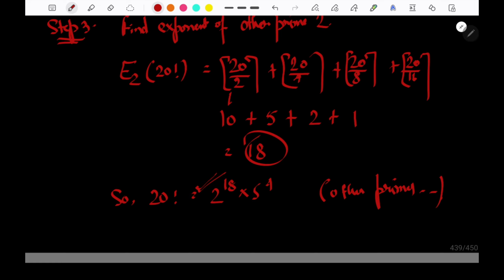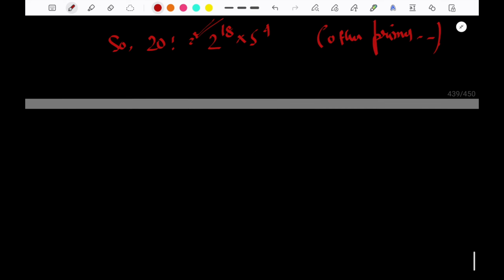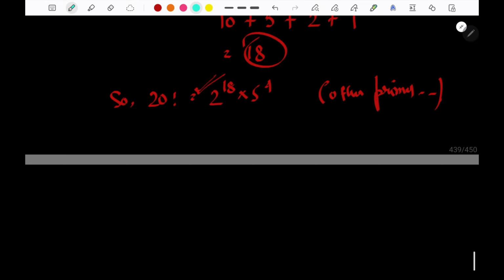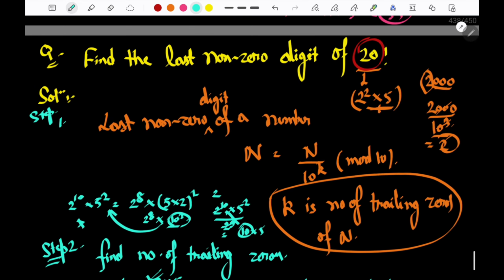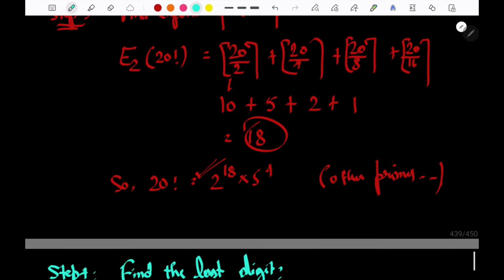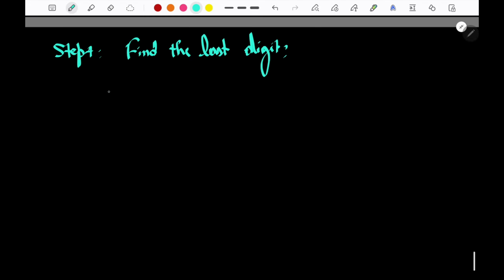So basically, how to find the last digit? We will be discussing only the last step, that is finding the last digit. So how do we find it? We can say what we were required to find: N is equal to n by 10 to the power k, the last non-zero digit of a number. So let this be x.